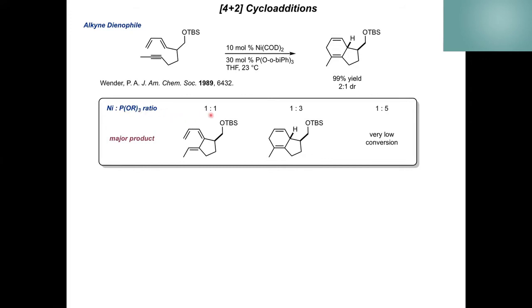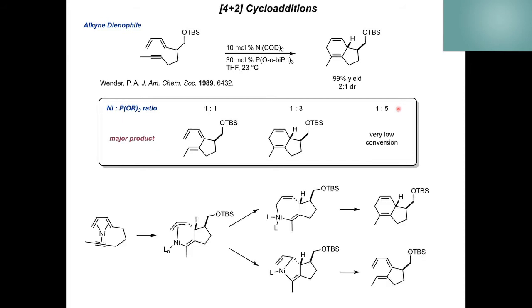phosphite ligand that's used. And so when there's a 1-to-1 ratio between nickel and phosphite, it's actually this hydrovinylation product that is the major product formed. And when the ratio of nickel to phosphite is 1-to-3, so a slight excess of phosphite relative to nickel, that's actually where the 4+2 cycloaddition product is the preferred product. And then further increasing that ratio of nickel to phosphite essentially shuts down the reactivity altogether. And so I think if we think about this from a mechanistic point of view, we can understand and rationalize these processes.